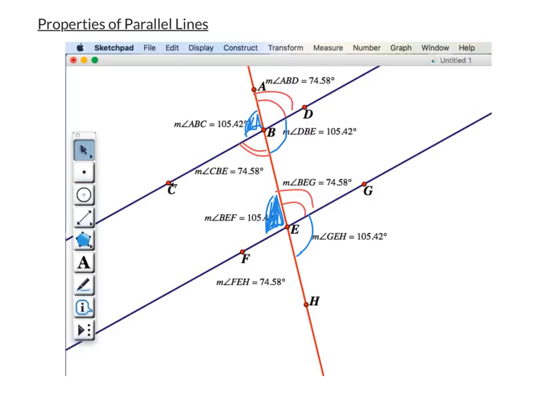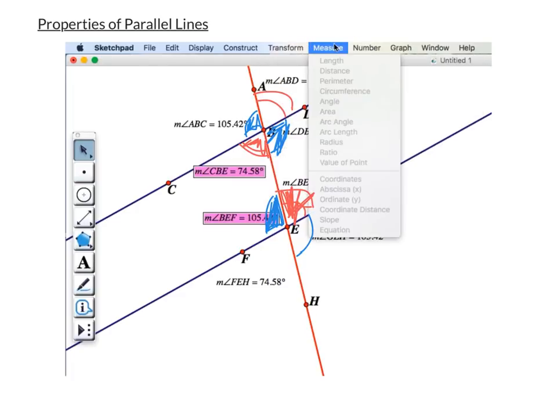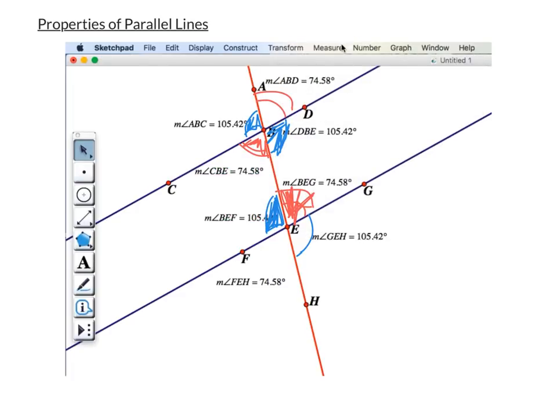Let's see. So CBE, this angle is also congruent to angle BEG, and DBE, this angle here, is also congruent to angle BEF. So the alternate interior angles are also congruent. And what about the same side interior angle? So this angle here and these two angles here, let's find out, is there any special relationship?